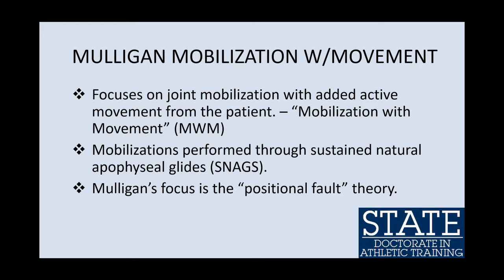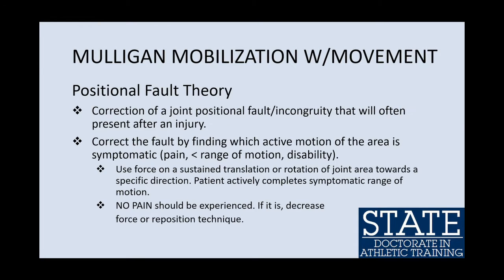And so it's often called mobilization with movement, or MWM. These mobilizations are performed through typically sustained natural apophyseal glides. They are also performed in a later study I will be talking about soon through just simply natural apophyseal glides, not sustained ones. So both can be used for the Mulligan mobilizations. And then the theory focus for this type of mobilization is the positional fault theory.